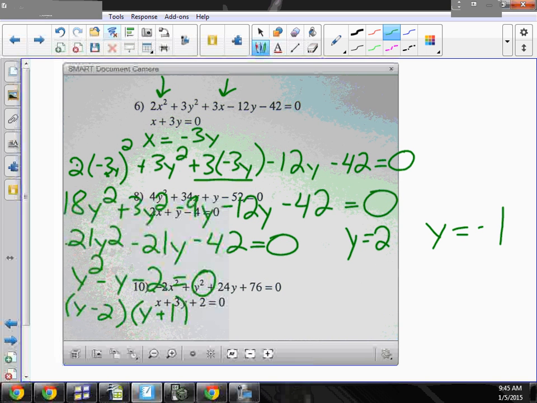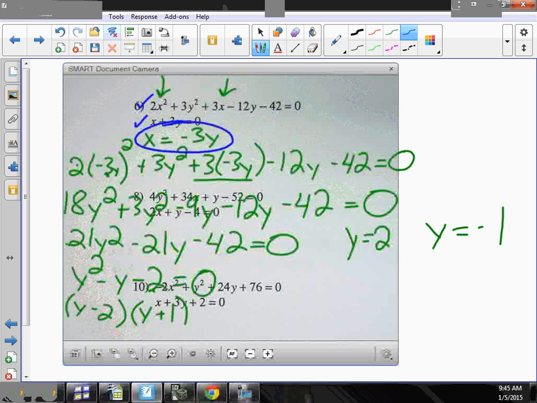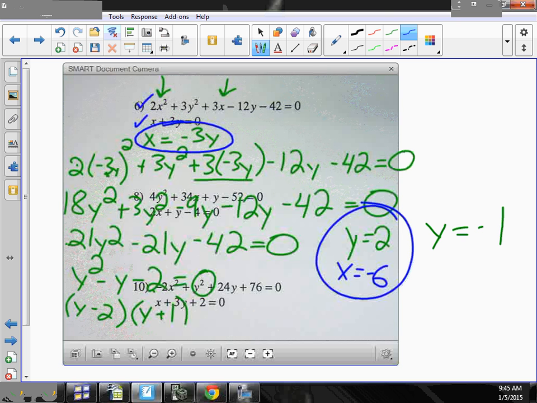Now I need to find the x values, and I have 3 choices. I can plug it in here, I could plug it in here, or I could plug it in there. And the equation you used for the substitution will always be the easiest one to plug it back into because it already says x equals. So if I put 2 in there, x would be negative 6, and that's one of the intersections. If I put negative 1 in there, I would get 3, so x equals 3.